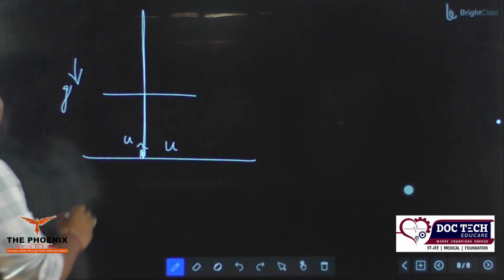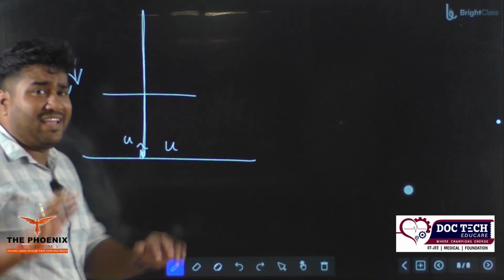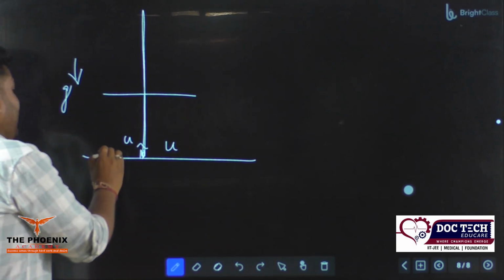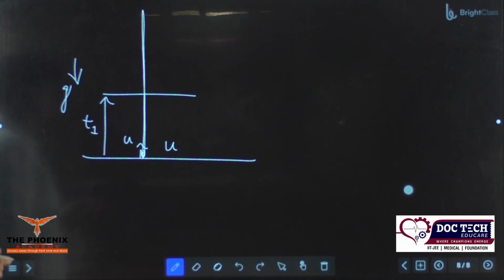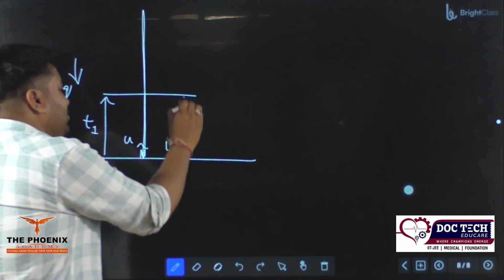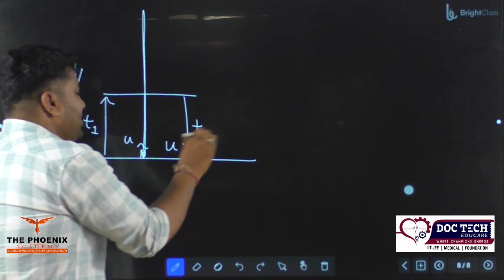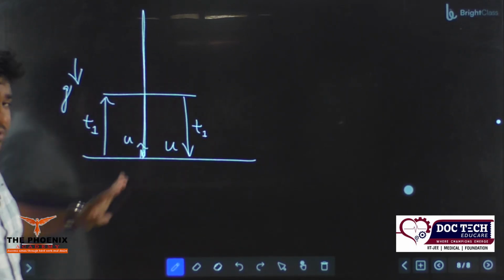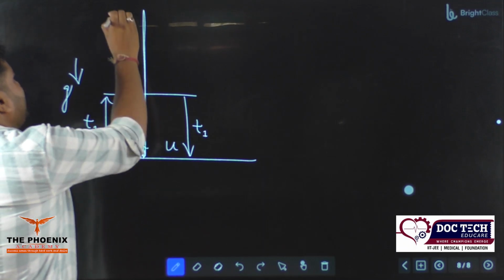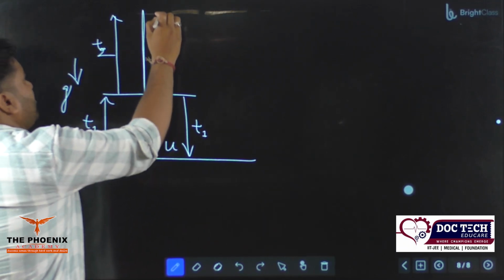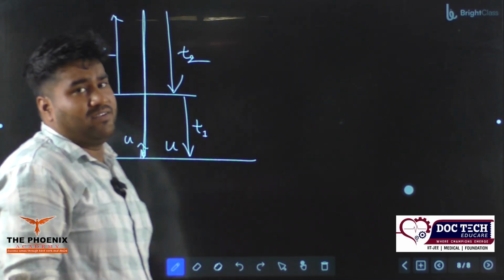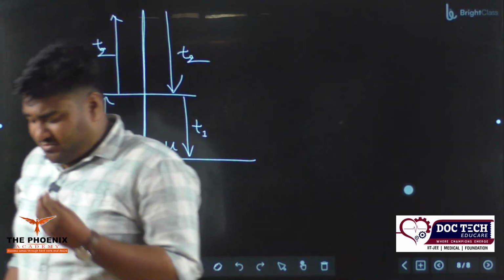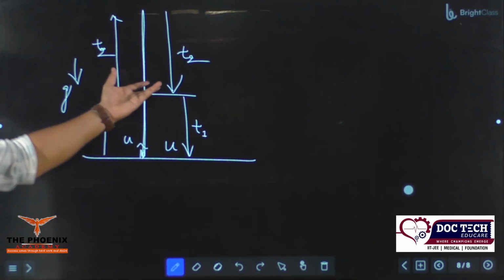We can conclude that if we catch this motion at any random point, and it took t1 time to reach from the ground to this level, then it will also take the same time to reach from this level back to the ground. Again, if it takes t2 time from this level to the topmost point, then the same time will be taken from the topmost point back to this level.